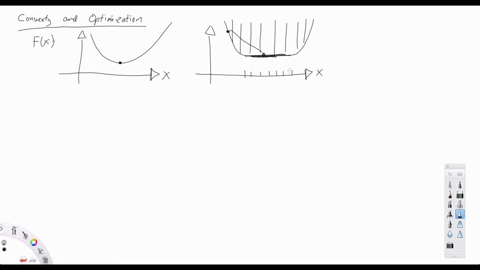We can add the additional statement that if there are no flat spots in the function and a function f of x is convex, then there exists a single local optimum that is also the global optimum. If we're talking about unconstrained optimization, we say that an unconstrained continuous optimization problem is a convex problem if the objective function is a convex function.